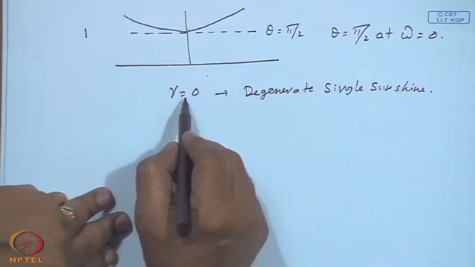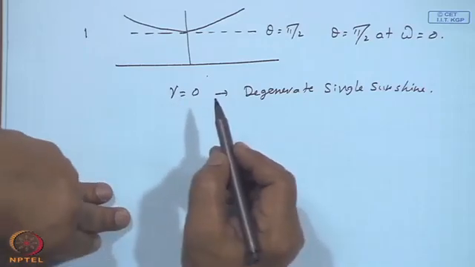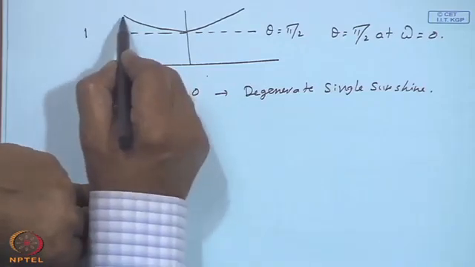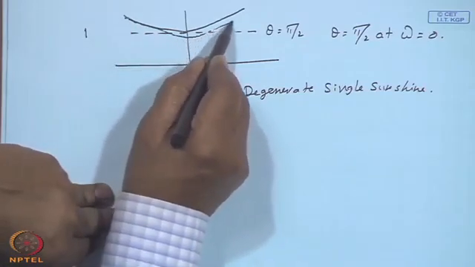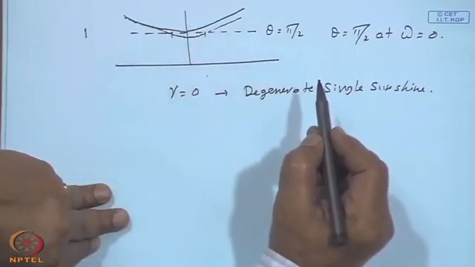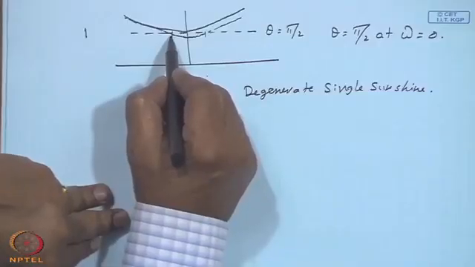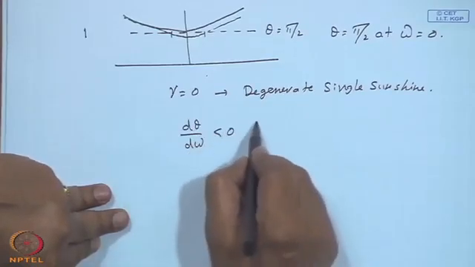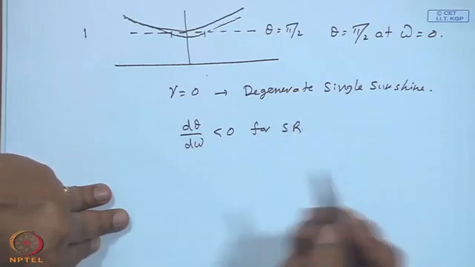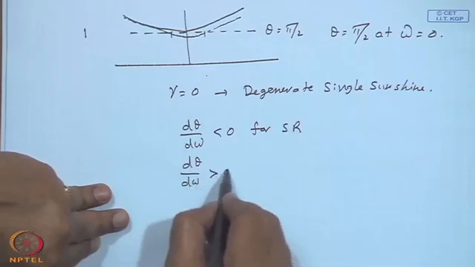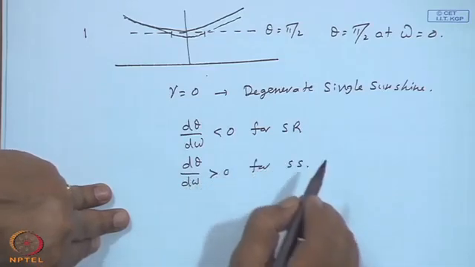Because if gamma had been non-zero or beta is not 90, 88 or something, I might have had a curve like this, which is normal, with theta being less than pi by 2 over a period within the sunrise to sunset, and it satisfies my d theta d omega less than 0 for sunrise. Hereafter I will write in shorthand SR, and d theta d omega greater than 0 for sunset.